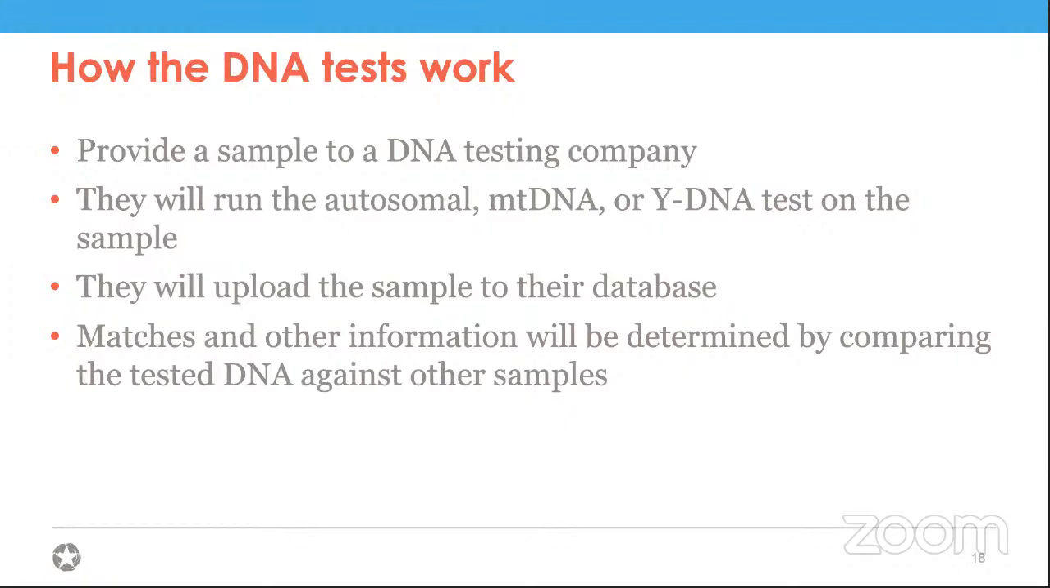How does a DNA test work? Well, DNA tests can be purchased through different companies. The user will provide a sample to a DNA testing company, and they will run the autosomal, mitochondrial DNA, or Y-DNA test on the sample, depending on the test you choose. Most companies run an autosomal test. Other companies offer more specific tests like the Y-DNA or the XDNA. They'll upload the sample to their database, and matches and other information will be determined by comparing the tested DNA against other samples. These DNA samples are measured against each other using centimorgans.